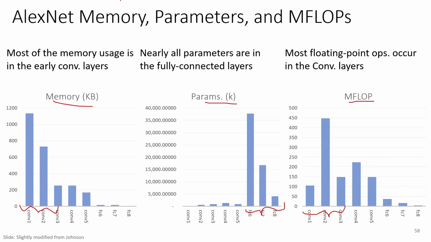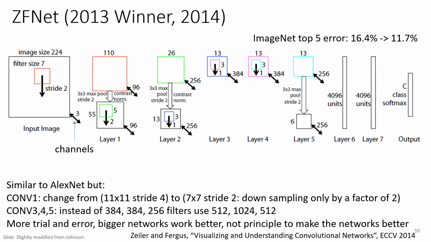So after this AlexNet came the Zeiler-Fergus net. This is the 2013 winner. Not much of a change. They had a similar network like AlexNet, so we will not talk about it too much.